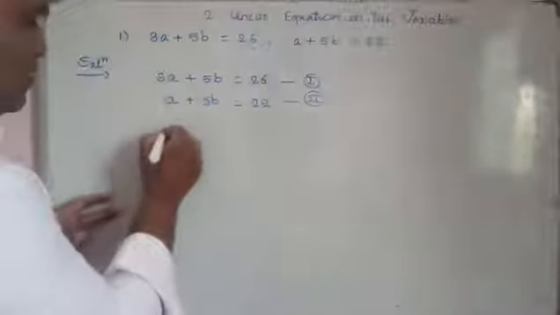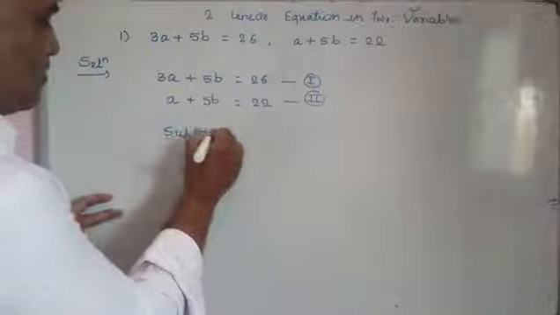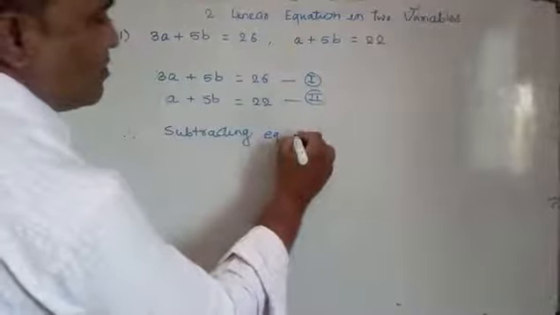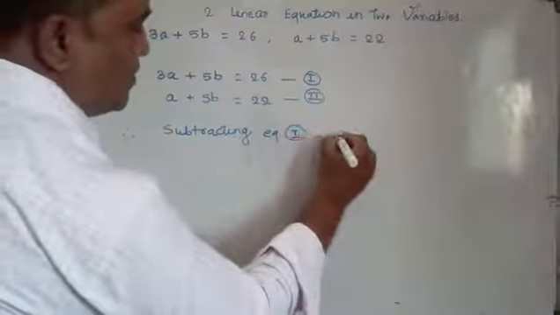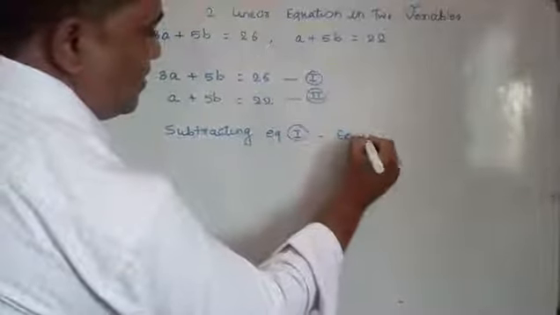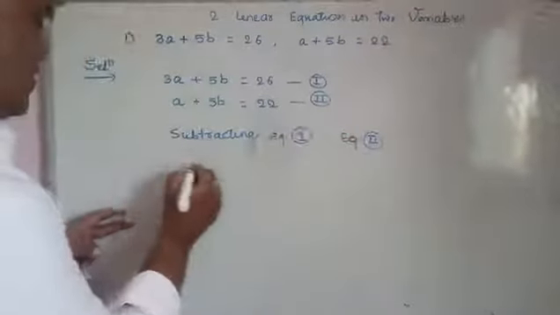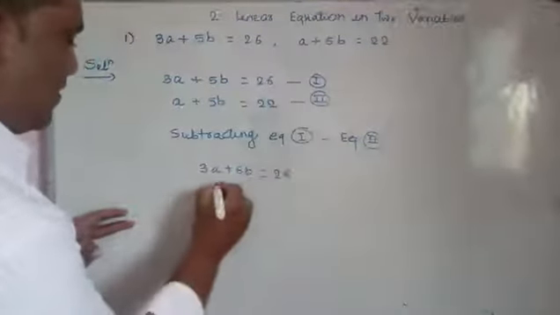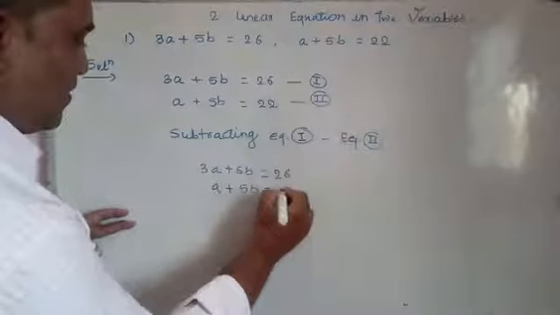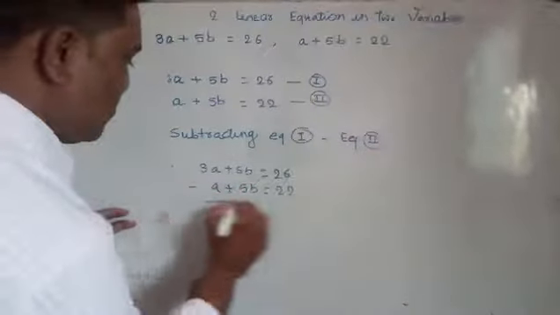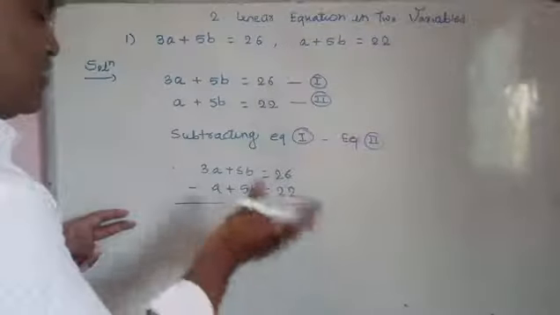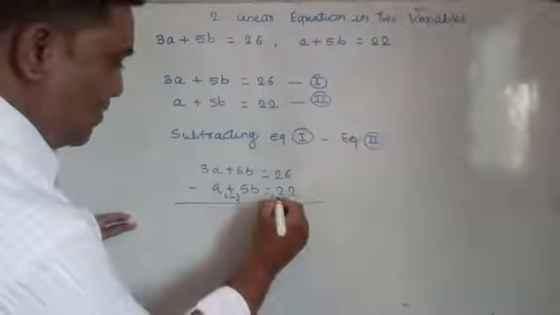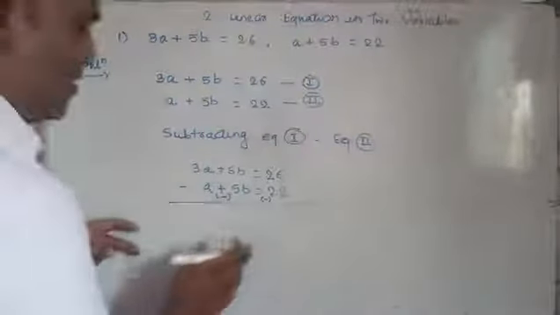So therefore, subtracting equation first minus equation second. Okay, so let us subtract it. 3a plus 5b is equal to 26 and a plus 5b is equal to 22. What are we going to do here? We are going to do subtraction. Whenever we subtract any kind of equation, at that time we have to change the sign. So we have changed their sign here.